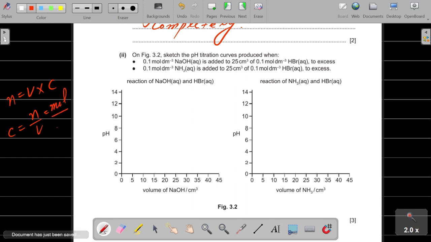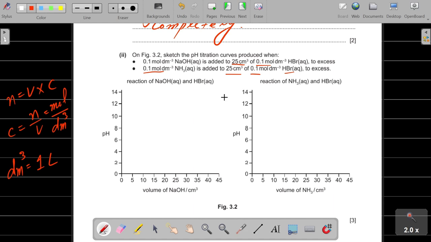And what is the volume? It is in decimeter cube. Dm cube is equal to 1 liter. So the same concentration of NaOH is added to 25 cm cube, the volume of 0.1 mole per dm cube HBr. That is the concentration of the HBr. And here we have the same concentration of ammonia added to 25 cm cube of this HBr. So these two things are the same. But NaOH is a strong base, ammonia is a weak base.